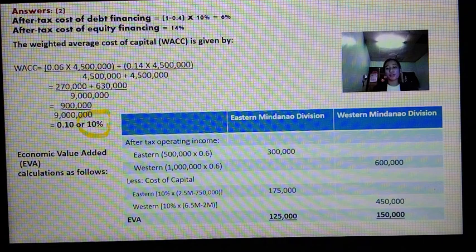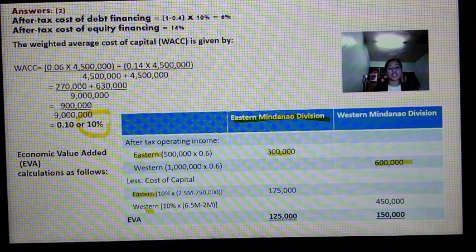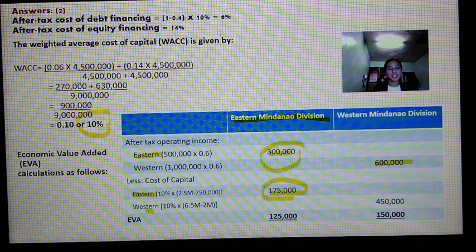Now we will calculate the economic value added. For the Eastern Mindanao Division, after-tax operating income is 500,000 multiplied by 60%, which is 300,000. For Western, 1 million times 60% is 600,000. Then, less cost of capital: for Eastern, it is 175,000; for Western, it is 450,000. Then we deduct this 175,000 from the 300,000, which equals 125,000 for Eastern Mindanao, while for Western Mindanao, 600,000 less 450,000 equals 150,000.